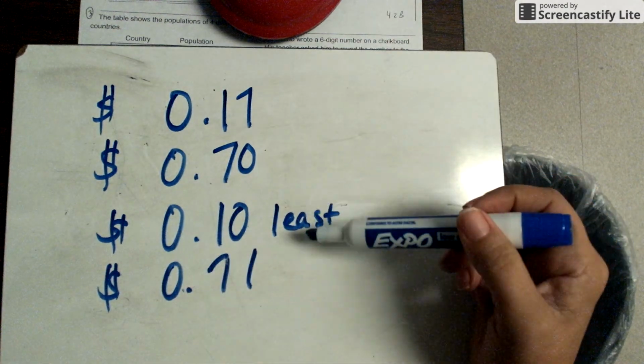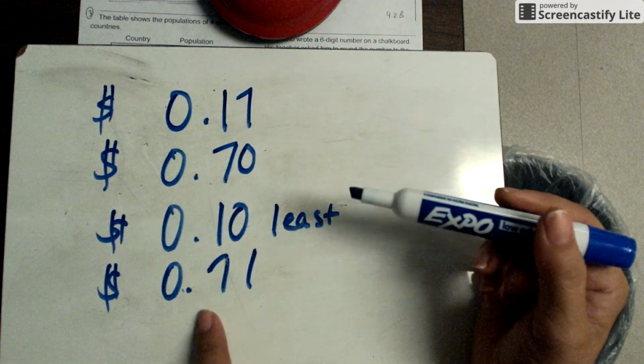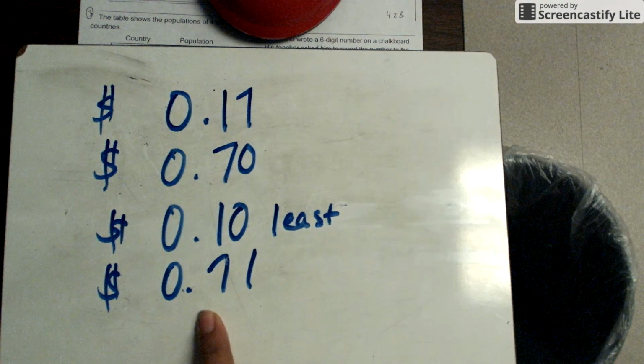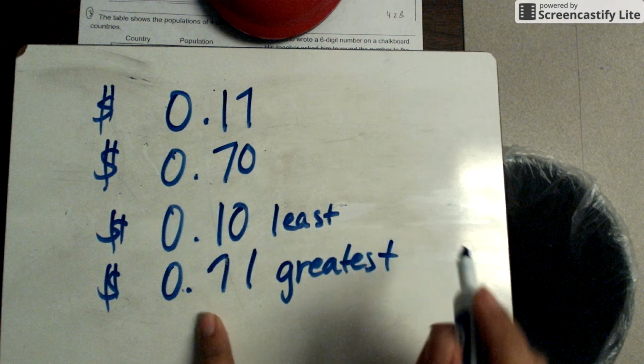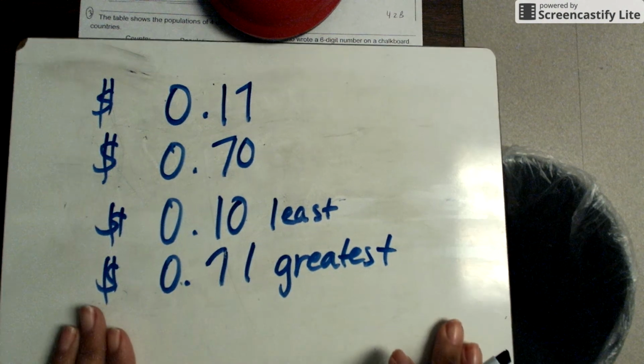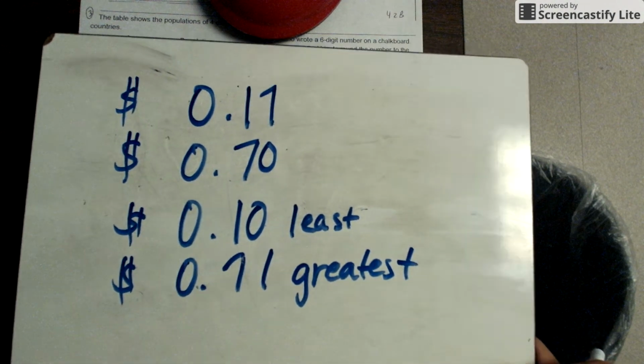And then when I look at this again, I know that 71 cents would be greater than 70 cents and 17 cents and 10 cents. So this is going to be my greatest. So already I can start ordering these from least to greatest.